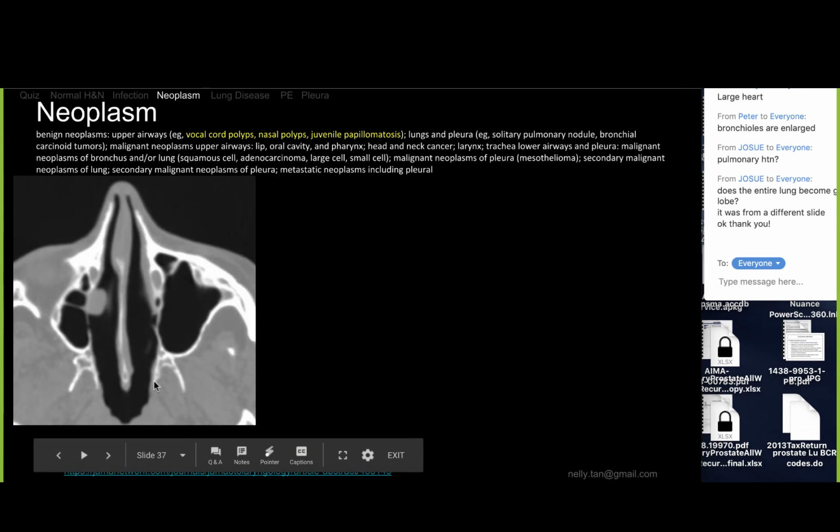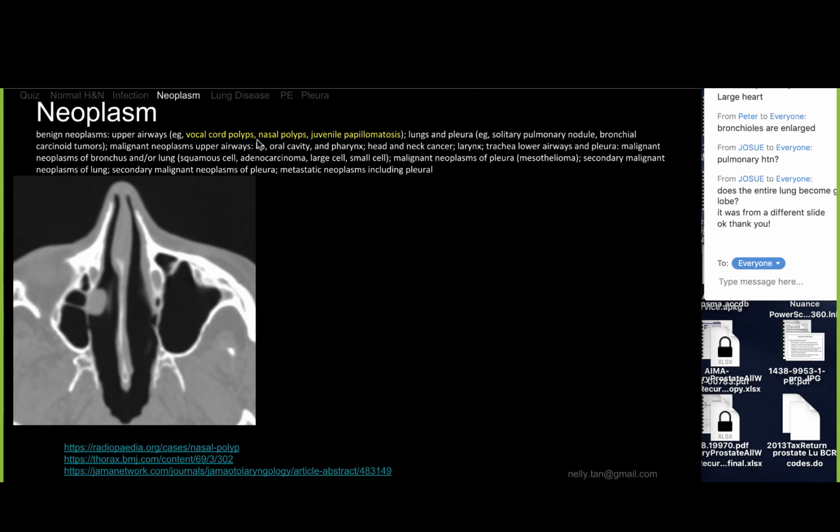Okay, but moving on to neoplasms. Going down the list of the USMLE content list, so vocal cord polyps, nasal polyps, and juvenile papillomatosis. So here is the nasal, the nares, and then what do you see here?